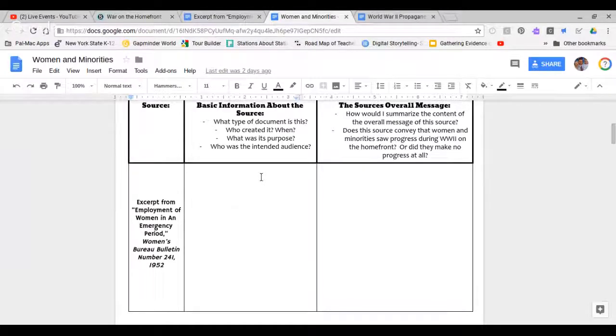Then, once you've done this as a group, the groups you moved into, that's who you're working with, you go to the source's overall message. How would I summarize the content of the overall message of the source? Does this source convey that women and minorities saw progress, or did they make no progress at all? That's your second part. That's what you're going to have to do when we come back to class on Wednesday. We're going to be answering that question and then having a little debate about it. So we'll get to that.